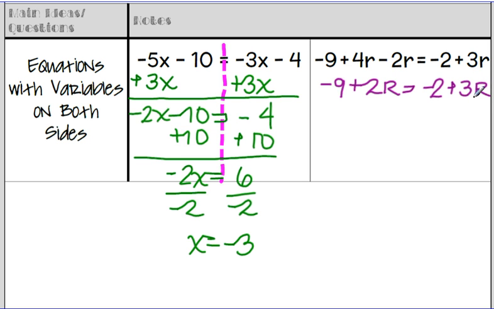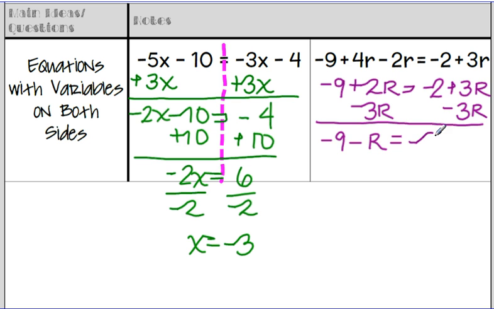So I'm going to move the r's, my variable, to the left side. So I'm going to subtract 3r from both sides. And so then I would have negative 9 minus r, or minus 1r, depending on how you like to write it, equals negative 2. And so then I'm moving my constant to the right side. So I'm going to add 9 and add 9. And so make sure that you're careful here that you're left with a negative r, so that minus sign comes down. And negative 2 plus 9 would give you a positive 7.